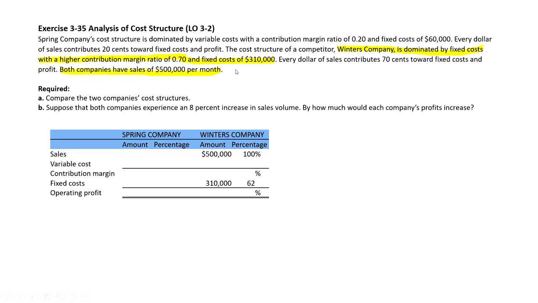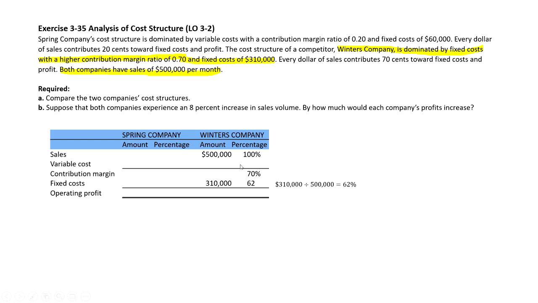Fixed cost, they told me, for Winter's Company is 310,000. Where I got the 62% is I took that 310,000 in fixed costs divided by the sales of 500,000. So therefore, fixed costs are expected to be 62% of sales. What else do I know? I'm told that the contribution margin ratio is 0.70. That's 70%, so I can list that.